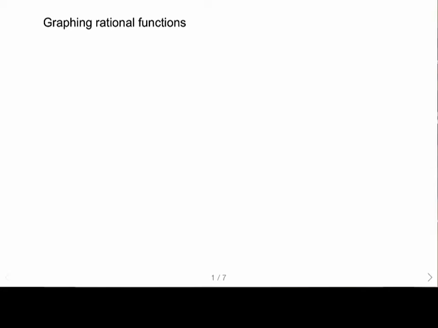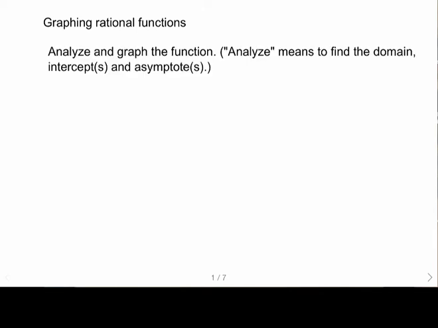In this session, we're going to see how to graph rational functions. This is where the things that we have seen about rational functions will come together. For our first example, we are told to analyze and graph a function h of x is equal to negative 2 over x plus 1. And in this context, analyze means to find the domain, intercepts, and asymptotes.